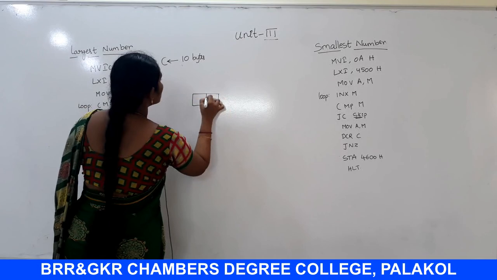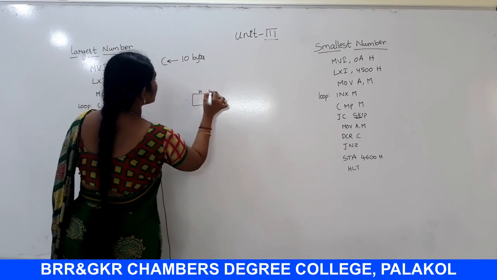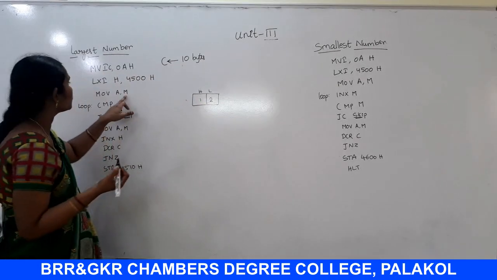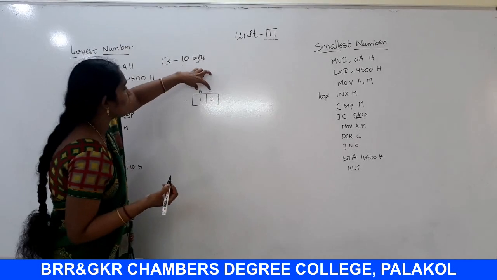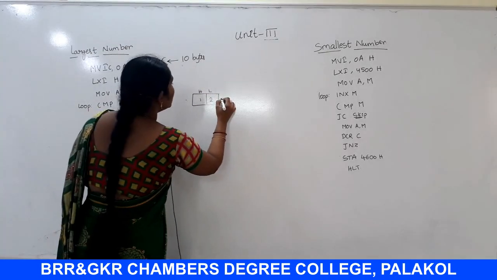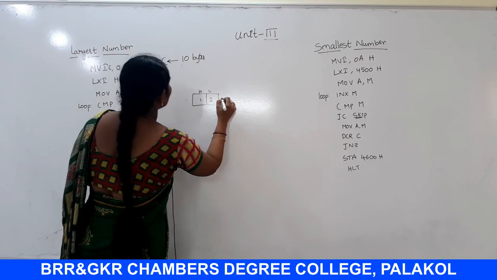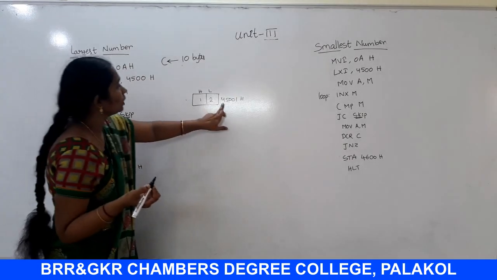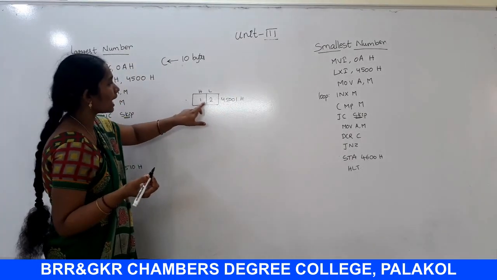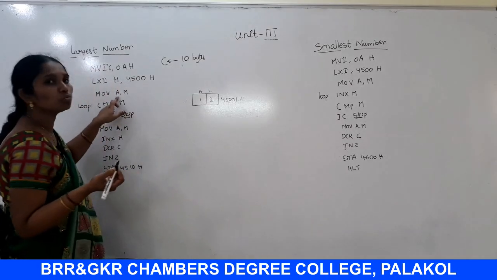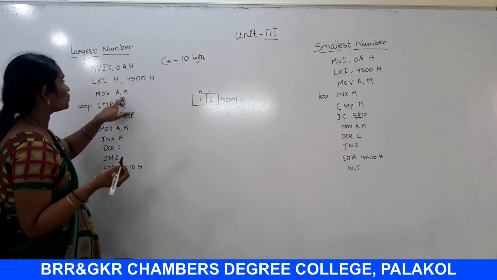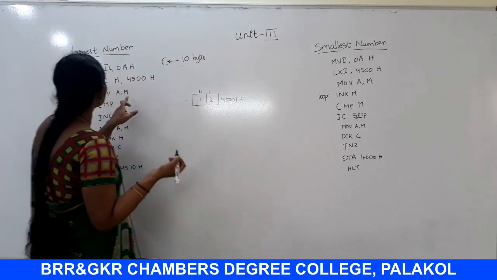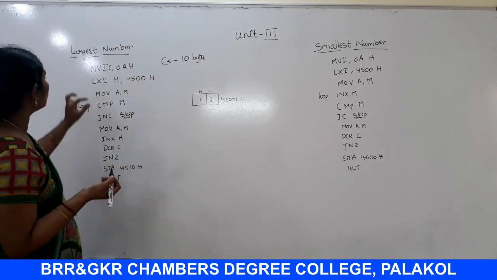For example, the data is 12. The HL register pair indicates some memory location, for example 45001. In this memory location, whatever the data is, this data is moved to the accumulator. After execution of this instruction, the accumulator is equal to 12H. That is the meaning of this instruction.